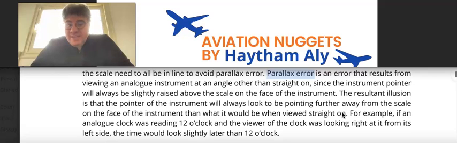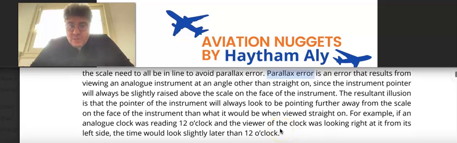So when reading from an analog instrument, it's better to be straight on the dial. And you need to anticipate a parallax error if you are reading the instrument from an angle from the left or right of the instrument. So for example, if an analog clock was reading 12 o'clock and the viewer of the clock was looking at it from its left side, the time would look slightly later than 12 o'clock.